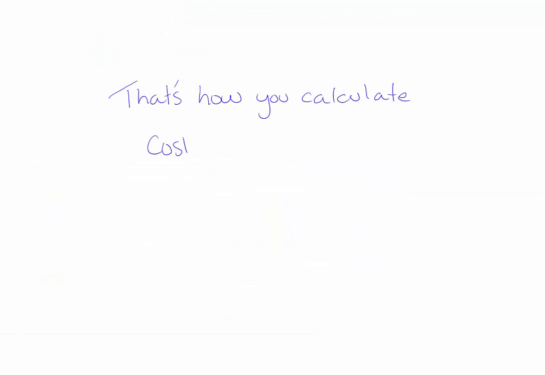So now that you've watched this video, you should know how to calculate cost of goods sold, do the journal entries for cost of goods sold, and calculate ending inventory under a FIFO perpetual method.